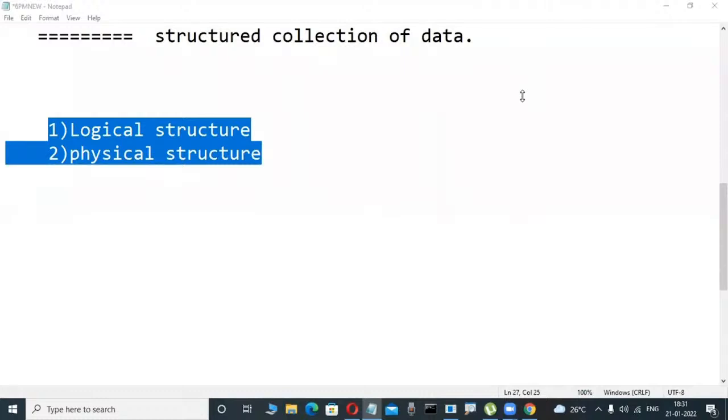And now here, what is logical structure? What is physical structure? Anybody? Okay, some fellows are telling logical structure means logical structure, physical structure means physical structure only. Okay, what is logical, what is physical? It's very easy.